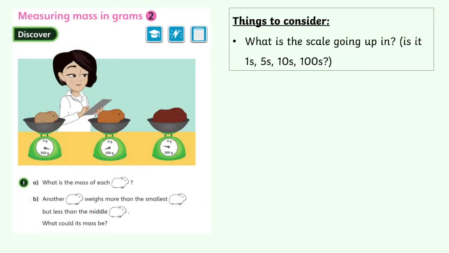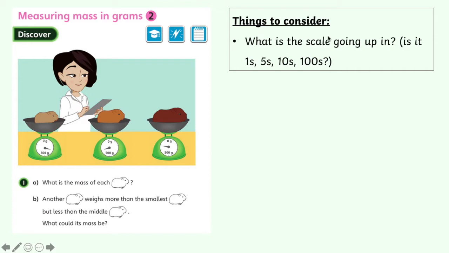So here's your discover today. We are looking at measuring mass in grams again, and this time we're focusing on weighing scales. Question 1 says this: what is the mass of each guinea pig? So you can see we've got some guinea pigs here that are being weighed. Part B says another guinea pig weighs more than the smallest guinea pig, but less than the middle guinea pig. What could its mass be?